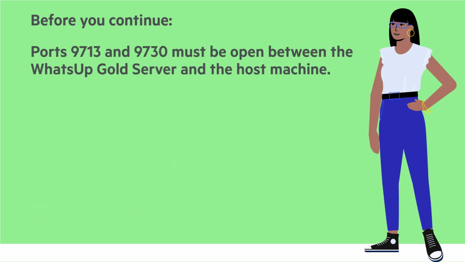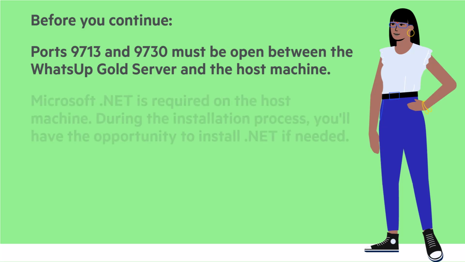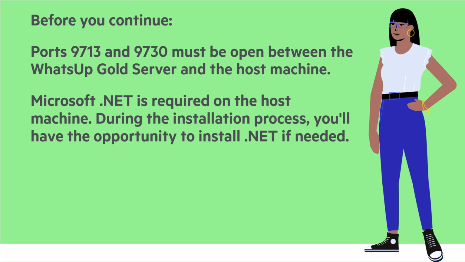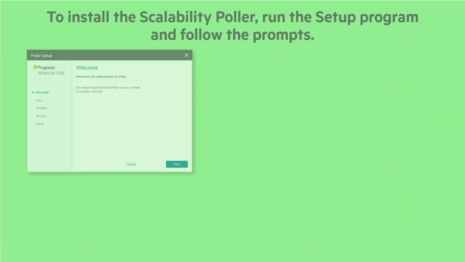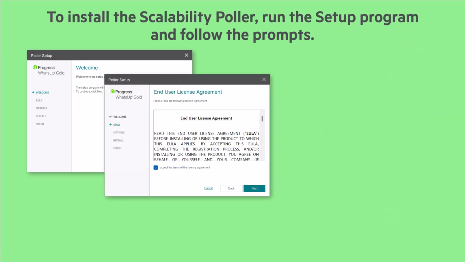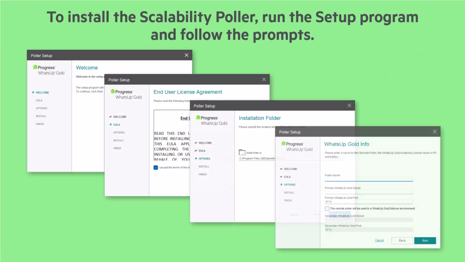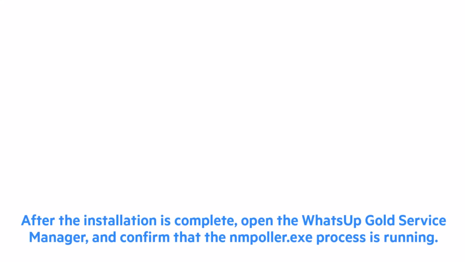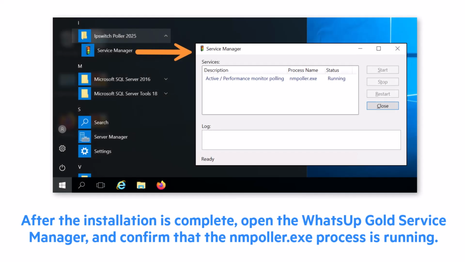You will be prompted to enter this password during the poller installation process. Ports 9713 and 9730 must be open between the WhatsUp Gold server and the host machine. Finally, Microsoft .NET is required on the host machine. During the installation process, you'll have the opportunity to install .NET if needed. To install the scalability poller, run the setup program and follow the prompts. After the installation is complete, open the WhatsUp Gold Service Manager and confirm that the nmpoller.exe process is running.